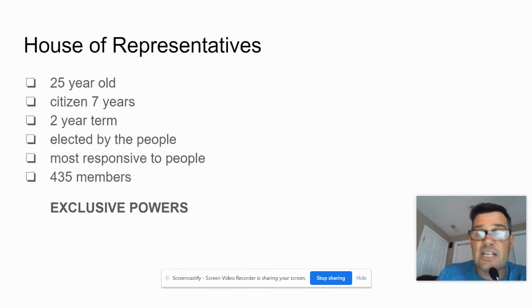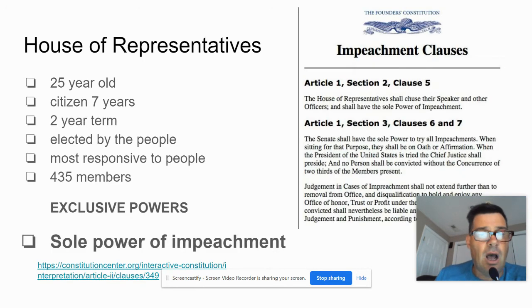All right, exclusive powers. This is important. At the bottom part of the card, we have 3 exclusive powers. These are powers that only the House of Representatives has. One, they have the sole power of impeachment. Article 1, Section 2, Clause 5 says the House of Representatives shall choose their Speaker and other officers and shall have the sole power of impeachment.